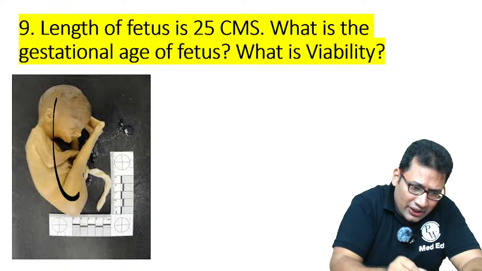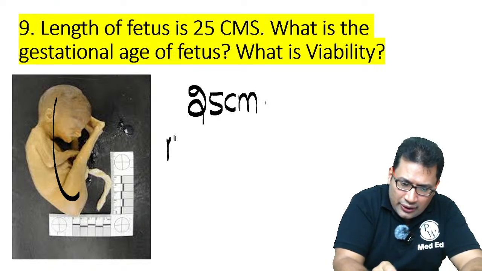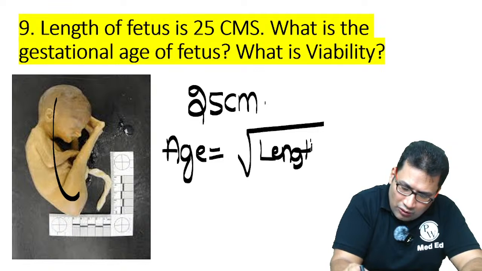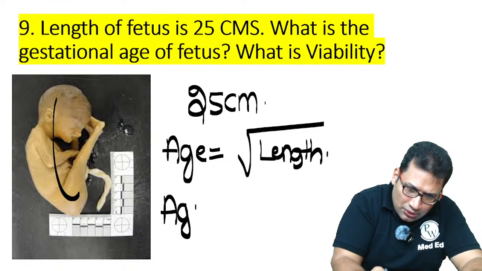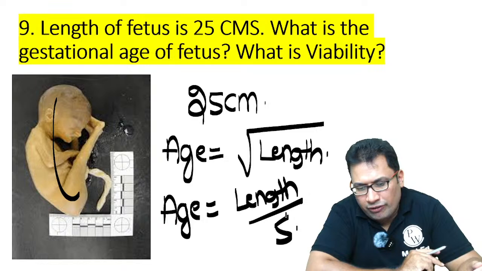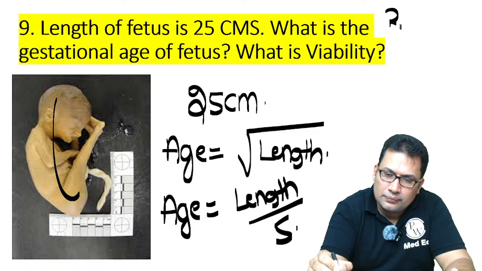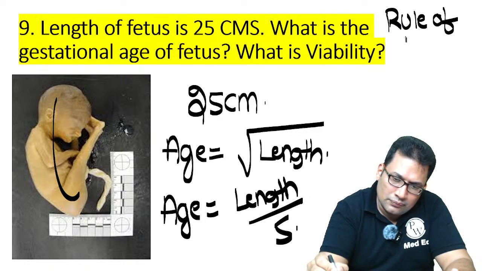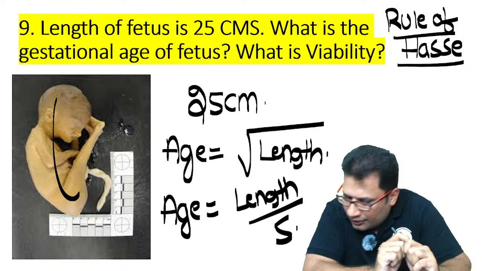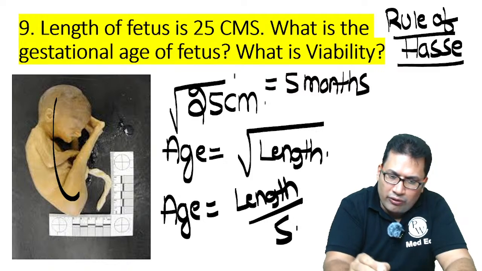So the length of the fetus is around 25 centimeters. What is the age? Age is equal to square root of length, or age is equal to length divided by 5. This is known as Haase's rule. Haase's rule. So that means it is 5 months. 5 months is the correct answer, since the square root of 25 is equal to 5.